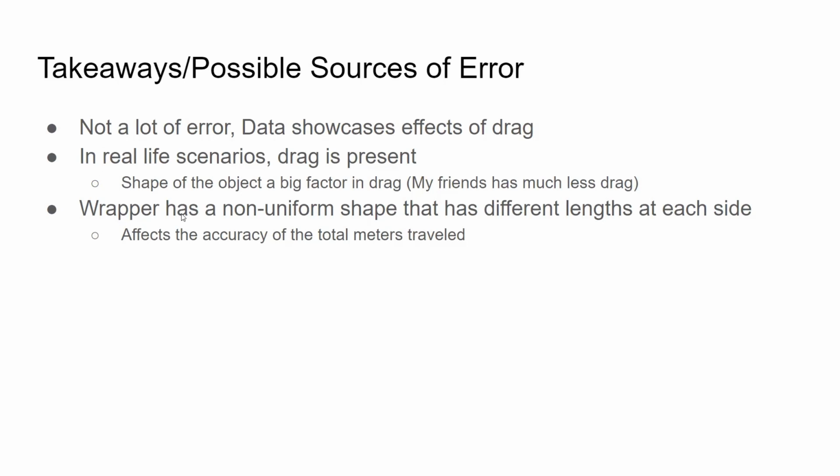For the main source of error, since the wrapper was non-uniform on different sides, the measurement of the width of the bar probably was not accurate, which affected how much it actually traveled.